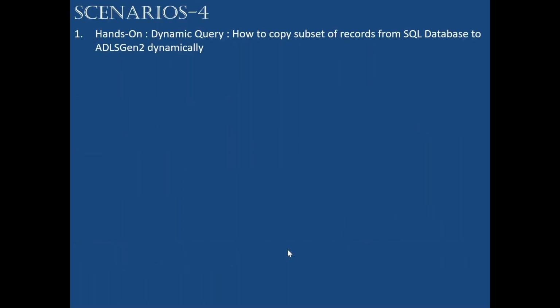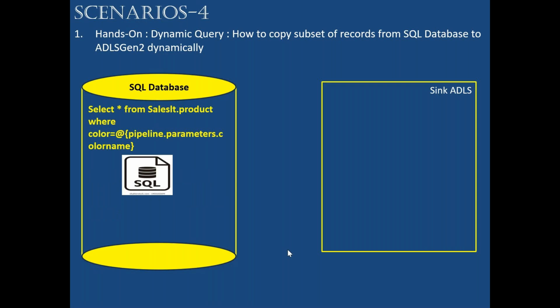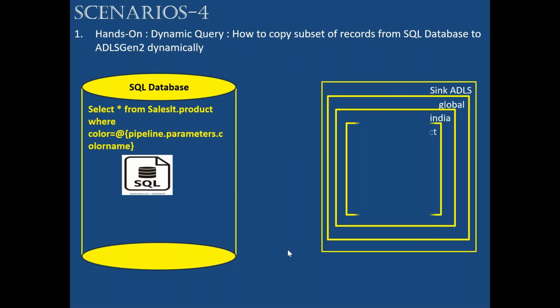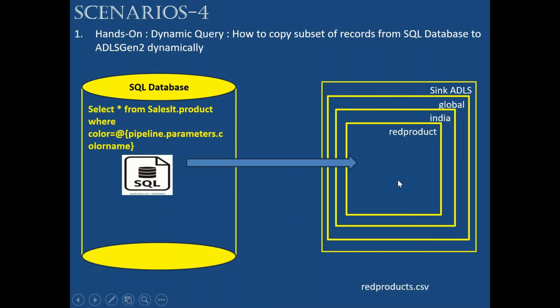So what I want is, in the next scenario, a dynamic query. How to copy a subset of records from SQL database to ADLS Gen2 dynamically. If you see here, your color is a pipeline parameter. I'm passing @pipeline().parameters.colorname, so I'm passing the color name dynamically. The query is going to fetch the data dynamically based on the value that we are passing, and I load it into the same subfolder. If I pass red, I'll create a red product folder and load the data. If I pass black, I'll create a black product folder and load the data here. Fourth scenario, all of you clear, team?